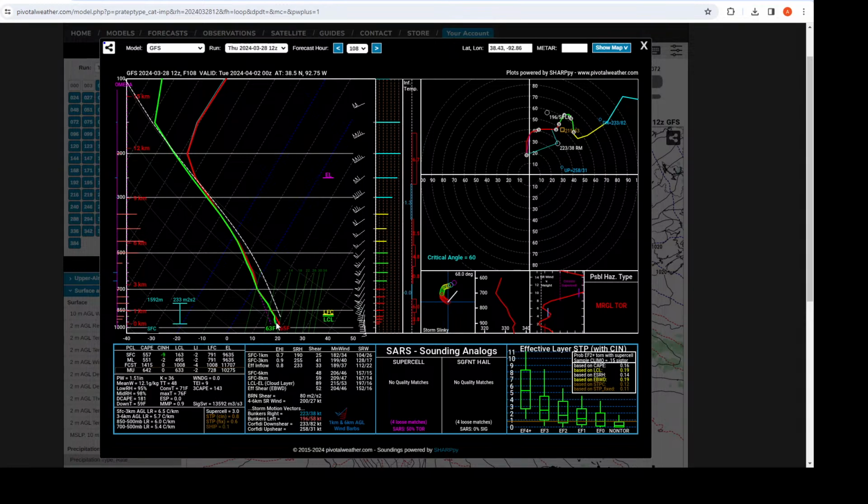Looking at our dew points here and our temperature, we do have dew points in the 60s, which is really, really favorable for severe weather, for those supercells to get going. 65 degrees Fahrenheit is also a really good temperature for the more severe weather to happen.